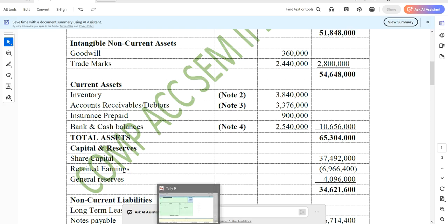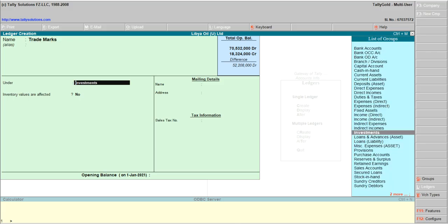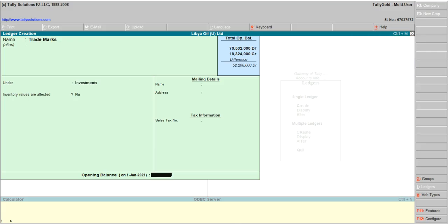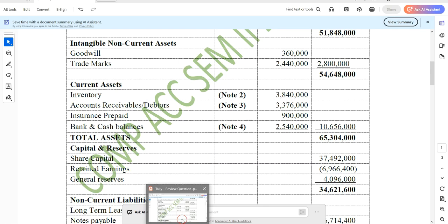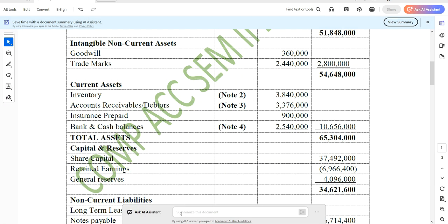Then next is trademarks. Trademarks, still these are investments. Trademarks, you use investments. Opening balance is how much? 2,440,000. It's a debit. These are assets. Accept. Then move to the current assets.